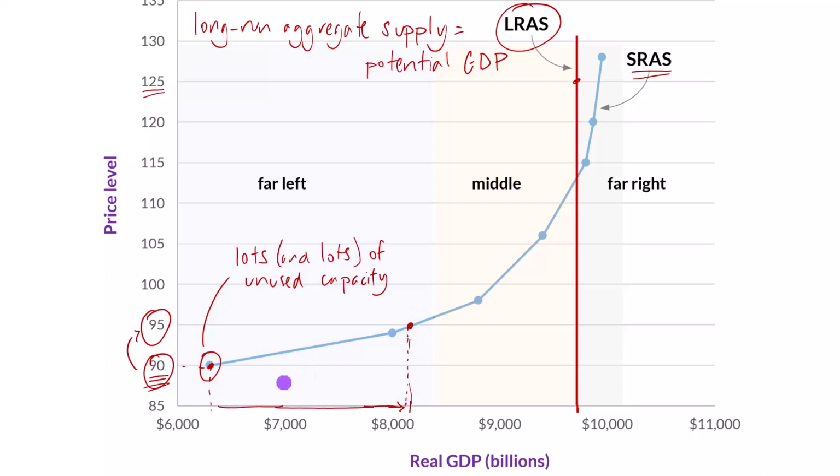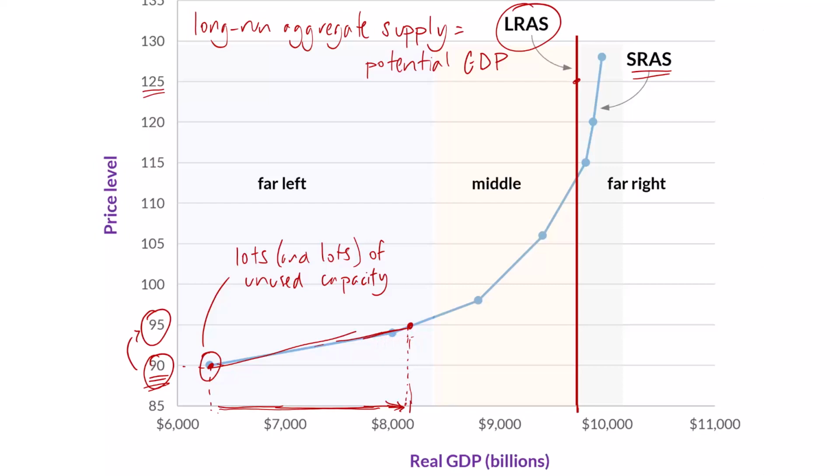All right, so consequently, because a small increase to the price level, or 5 points anyway, has this large increase in GDP, that's why the curve is pretty flat way over here on the far left.